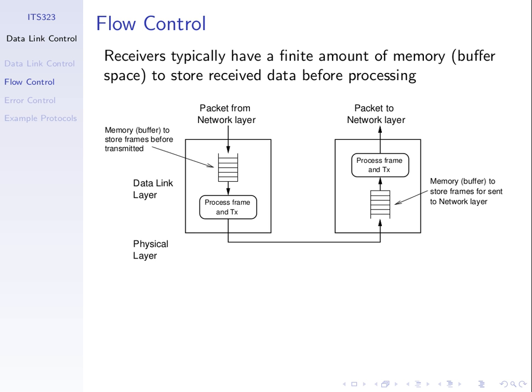And that's how the receiver controls the flow of data that it receives. It tells the transmitter to slow down or to speed up if needed. So that's what flow control is. The receiver controlling the rate at which the transmitter sends the data such that the buffer at the receiver is not filled up. The memory is not overflowed.